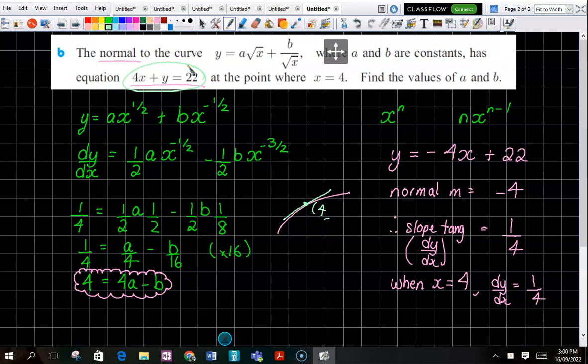And then you can sub your x and y. We get two equations with two unknowns. You can either solve simultaneously by hand, or you could use your $265 calculator.